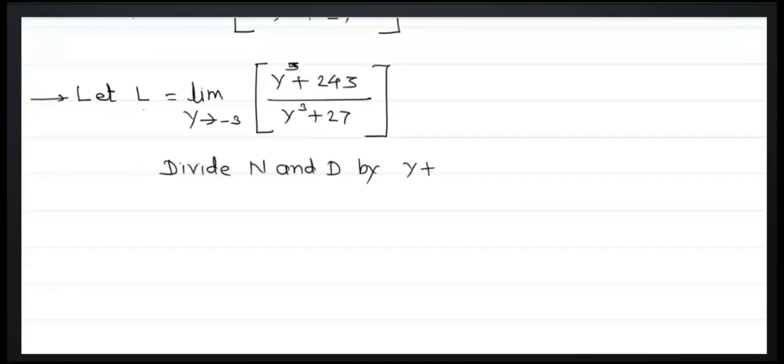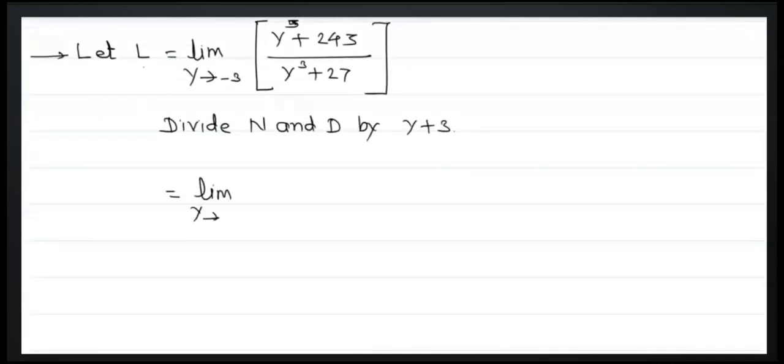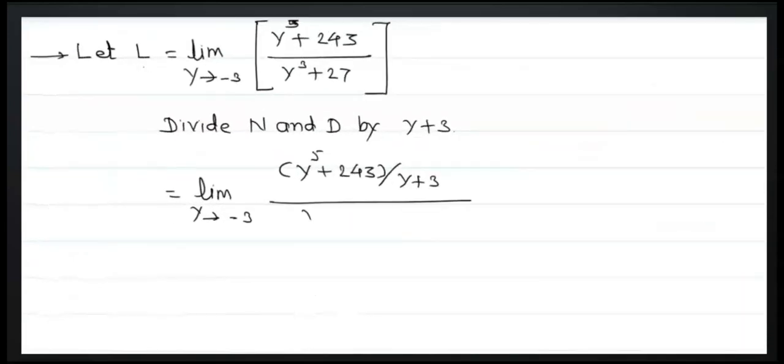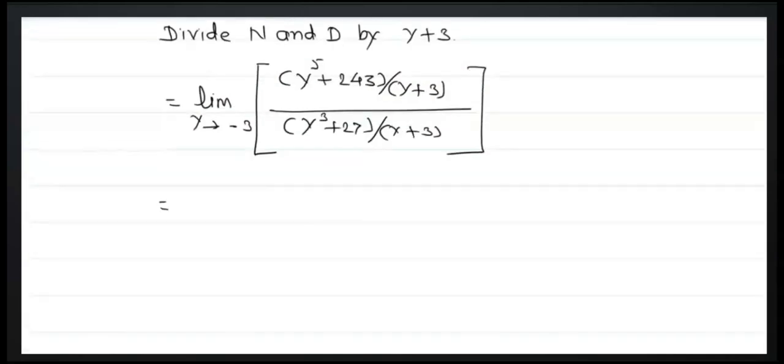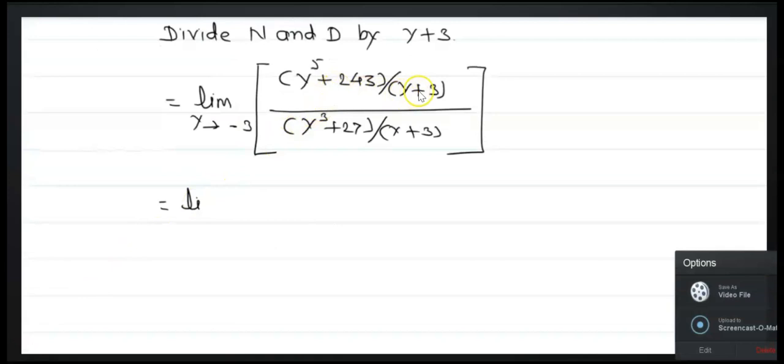Divide numerator and denominator by y plus 3 first of all. See this here. Divide numerator and denominator by y plus 3. That is, we are applying the formula: the limit as x tends to a of (x raised to n minus a raised to n) upon (x minus a) is equal to n into a raised to n minus 1.